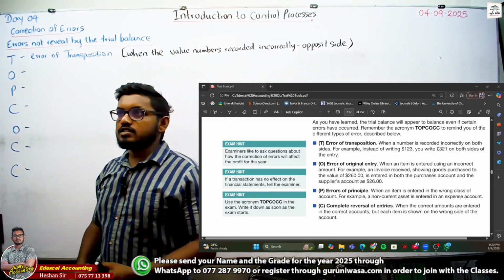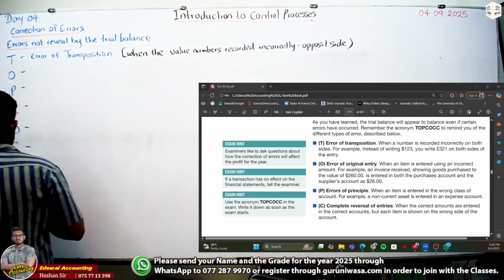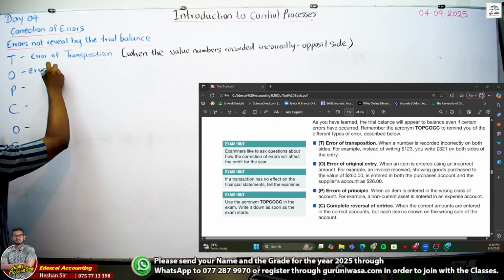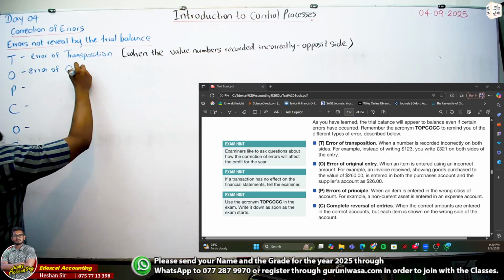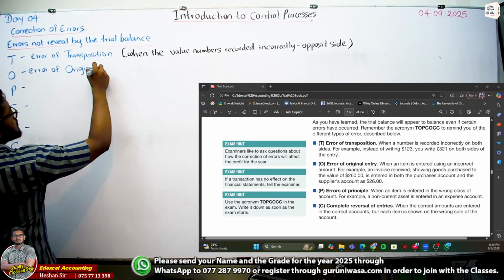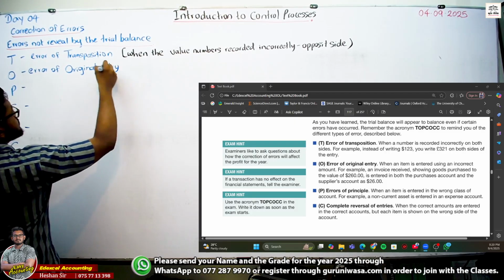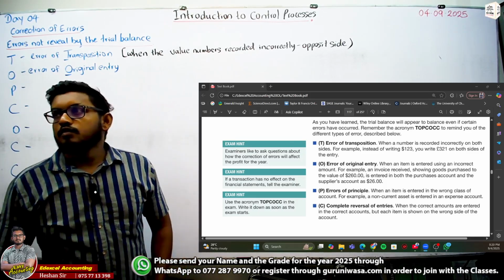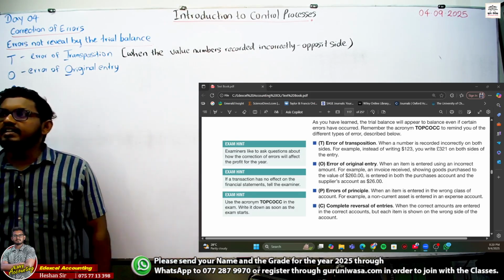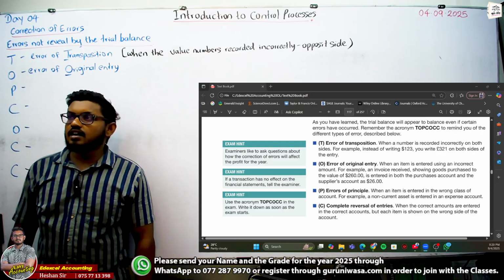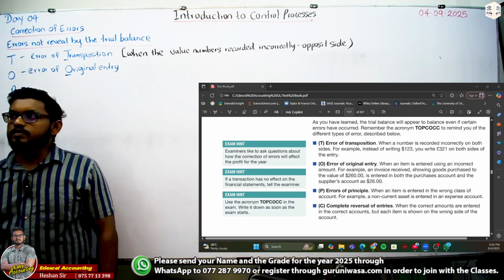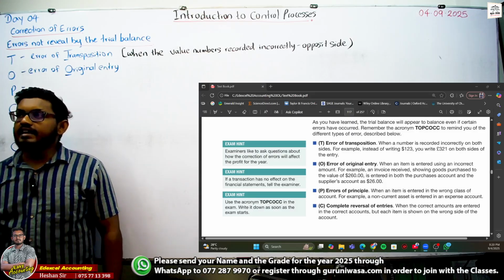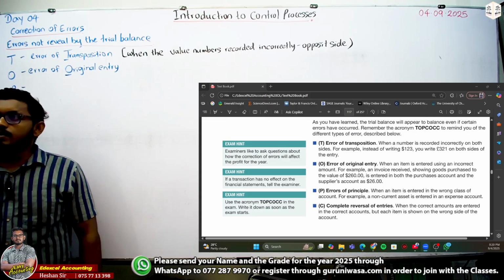Errors of original entry. Original entry means when an item is entered using an incorrect amount. For example, an invoice received showing goods purchased to a value of 260 is entered in both the purchases account and the supplier's account at 260.